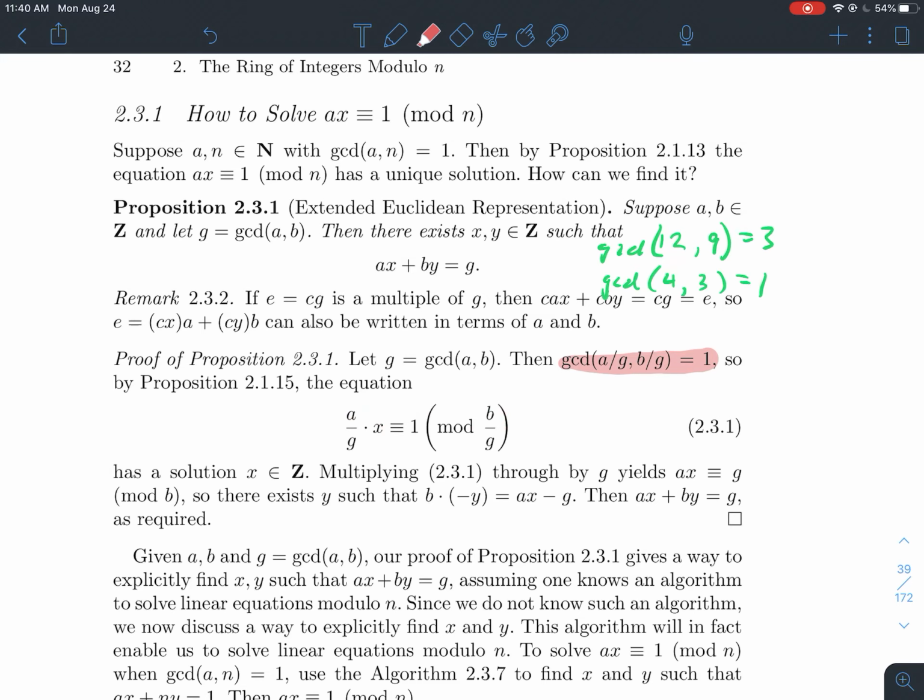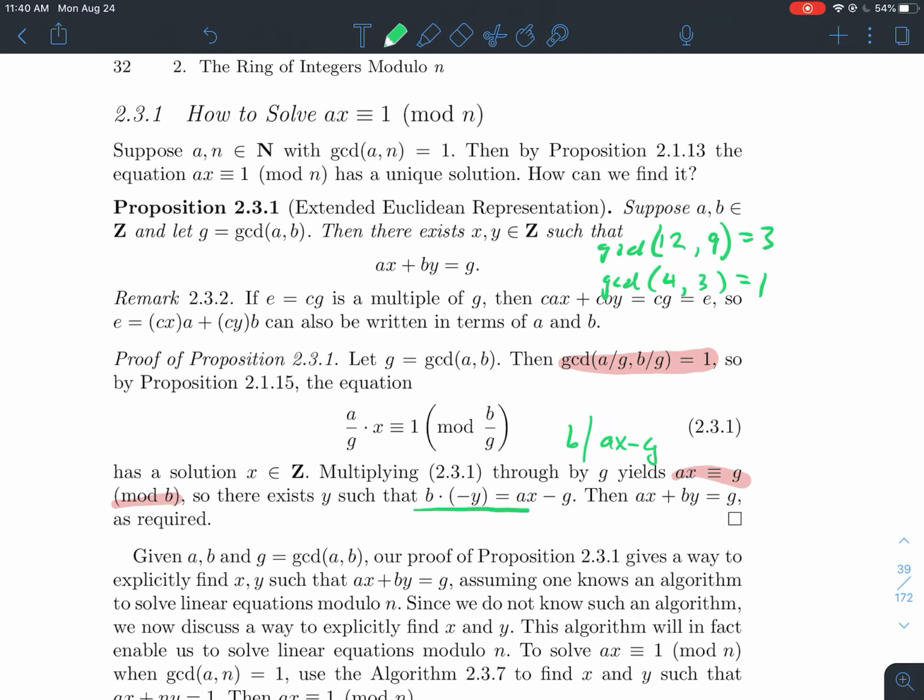So what we'll do is clear fractions. Let's multiply both sides by g. That would clear the g out of both of these, and you'd get that ax is congruent to g mod b. Think about what that says. What does it mean to reduce something mod b? Remember, that says that b divides the difference ax minus g, when you move that to the other side. So in particular, there's some number y such that b times y is equal to ax minus g.